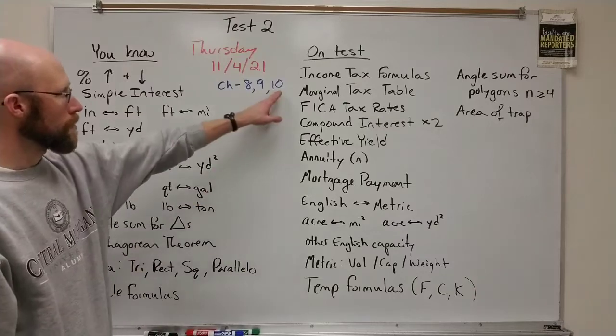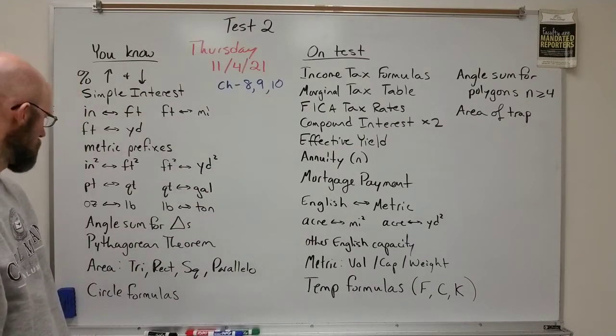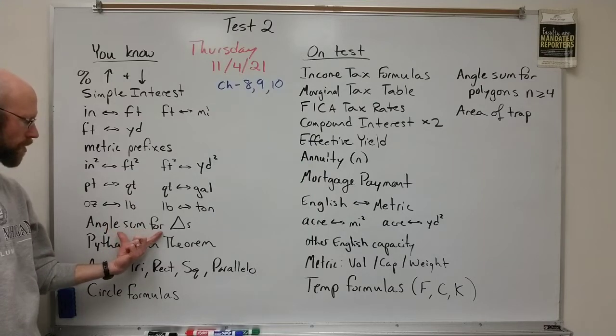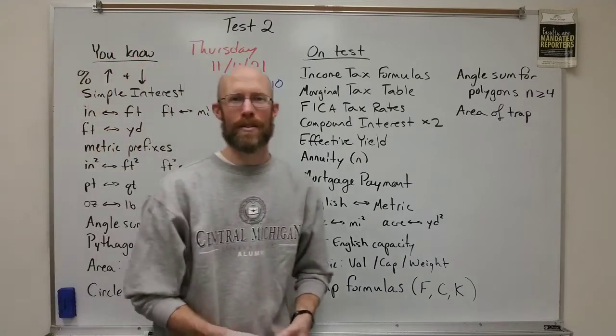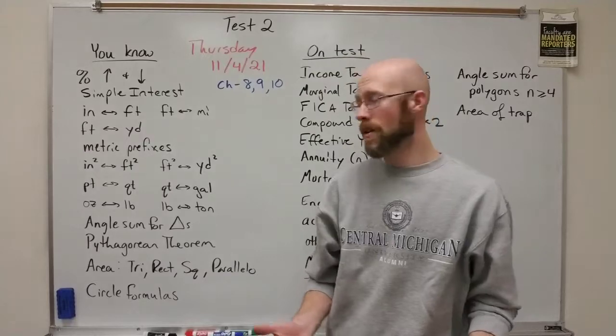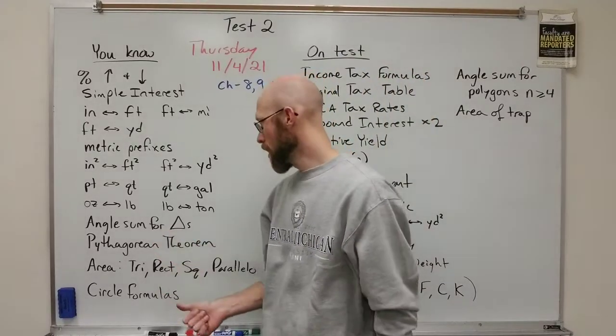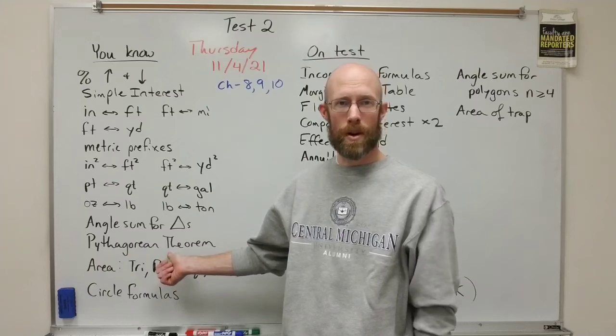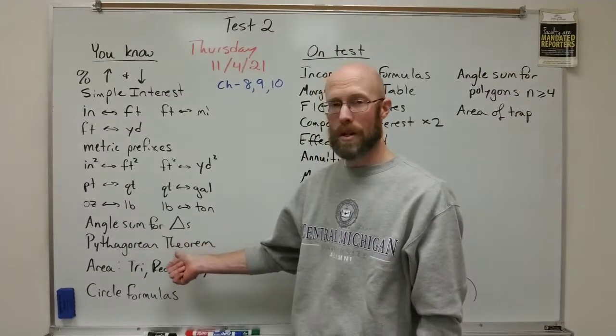Okay, then we got into the geometry chapter. And in the geometry chapter, some things that I want you to know are the angle sum for triangles. You know, the sum of the angles is 180 degrees. I want you to know that. The Pythagorean theorem for right triangles, right? a squared plus b squared equals c squared. Most of you probably already know those two.